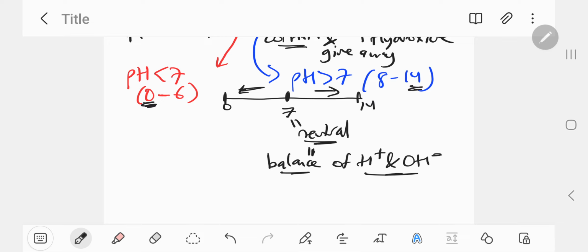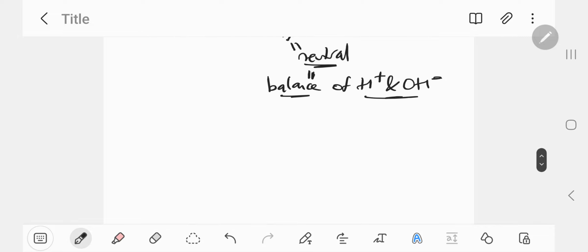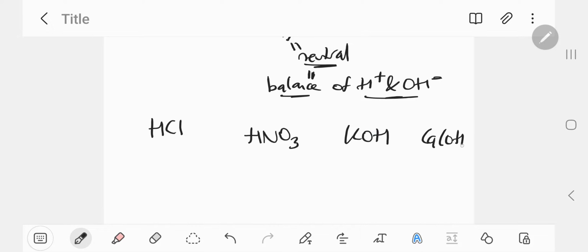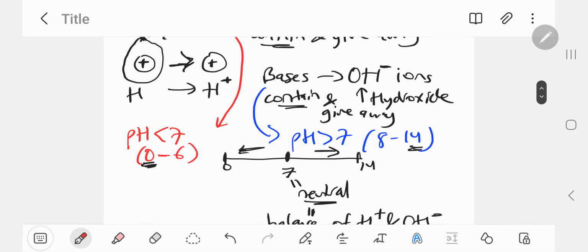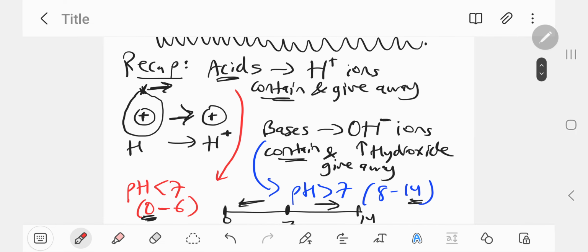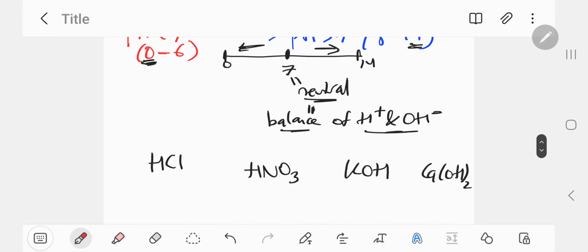Let's now get into the nitty gritty. So that being said, I suppose I'll give you this list here. I've got 4 substances, and you've got to tell me if they're acidic or basic, if they're acids or bases. Here's how you do it. Just use the definition. Acids contain hydrogen ions, H+ ions. Bases contain hydroxide, OH- ions.